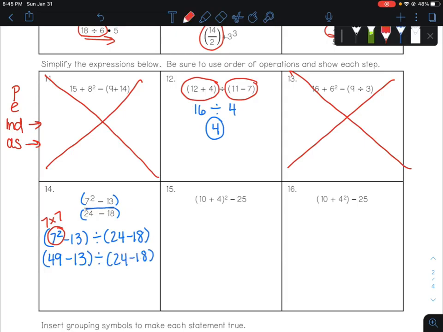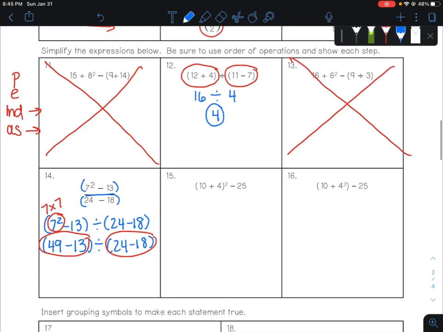Now, like we did in 12, let's go ahead and do both of these groups together since they only have one operation inside. 49 minus 13 is going to be 36. Keep the division. 24 minus 18 is 6. And just like in number 12, divide and we get 6.